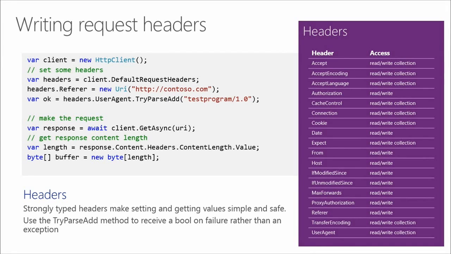And when you're sending out, you can write out request headers. We already saw an example of this with TryParseAdd for a strongly typed header, but this is the full list. So, accept encoding, accept language, you can read the full list there. I'm not going to read down them all. So all of these, this is the new way. They're strongly typed header properties that help you make sure you get the syntax right for setting these things.